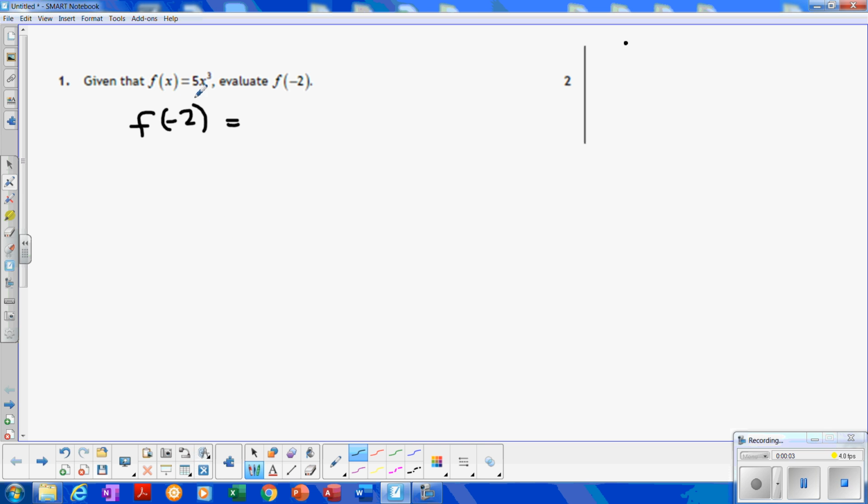Given that f(x) is equal to 5x to the power of 3, evaluate f(-2). Now that -2 in the bracket is telling me what x is. So f(-2) is 5 multiplied by x to the power of 3. We know that x is equal to -2, so it's 5 multiplied by -2 to the power of 3, which is 5 multiplied by -8, which is equal to -40.